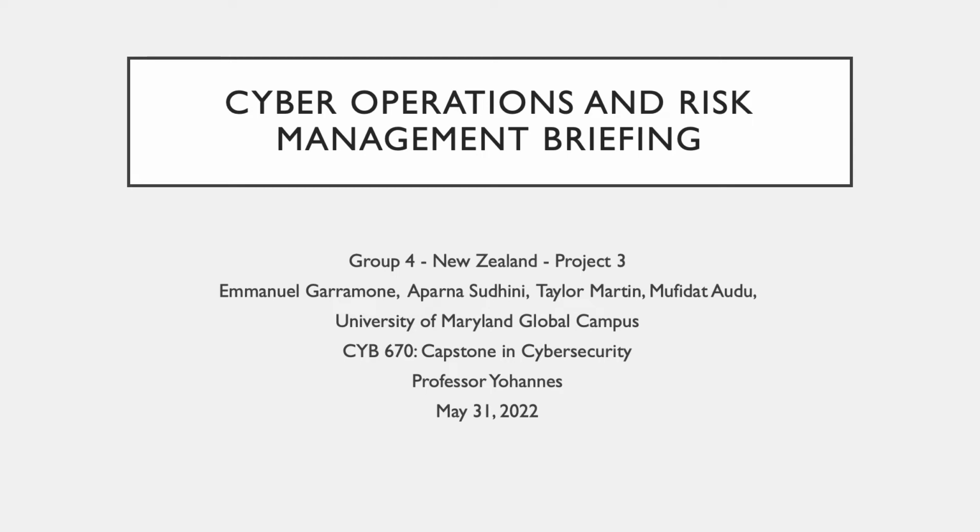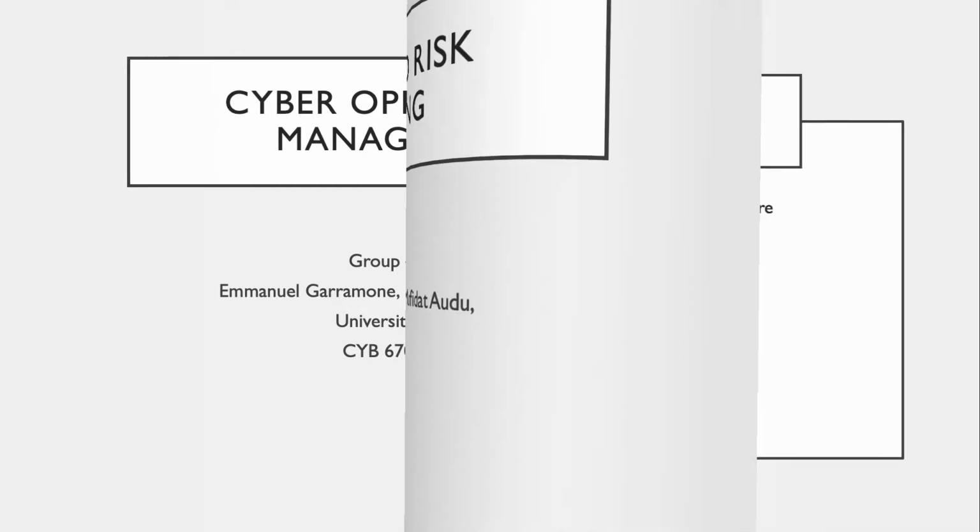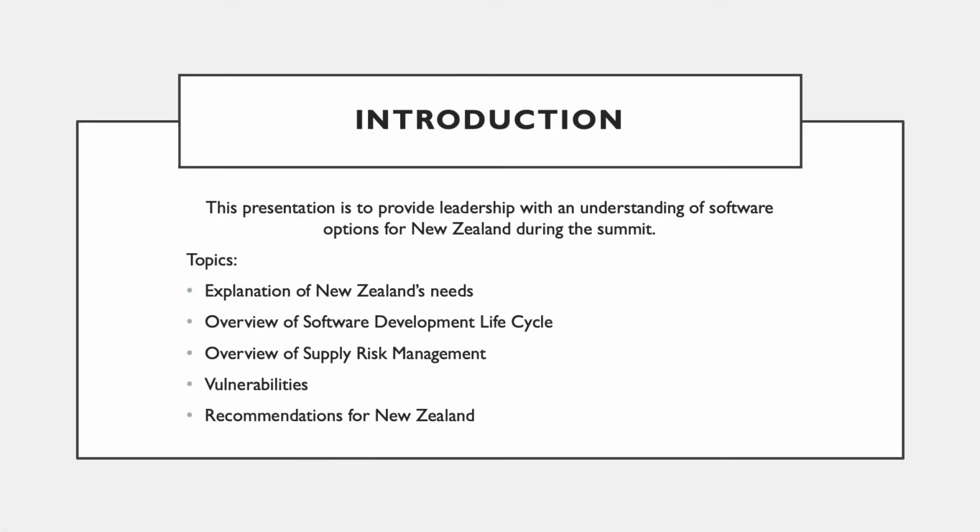Cyber Operations and Risk Management Briefing from Group 4, New Zealand. Introduction. This presentation is to provide leadership with an understanding of software options for New Zealand during the summit. Topics include explanation of New Zealand's needs, overview of software development lifecycle, overview of supply risk management, vulnerabilities, and recommendations for New Zealand.